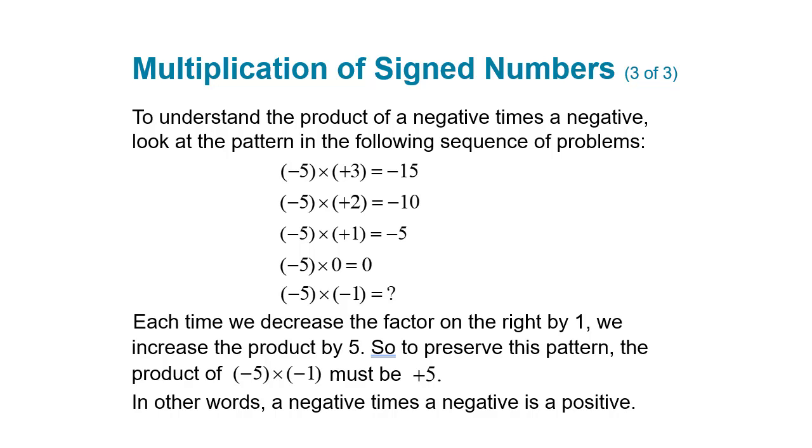And then negative 5 times negative 1, what happens there? Well, that's where we get 5. So we have to remember that a negative times a negative will give us a positive.